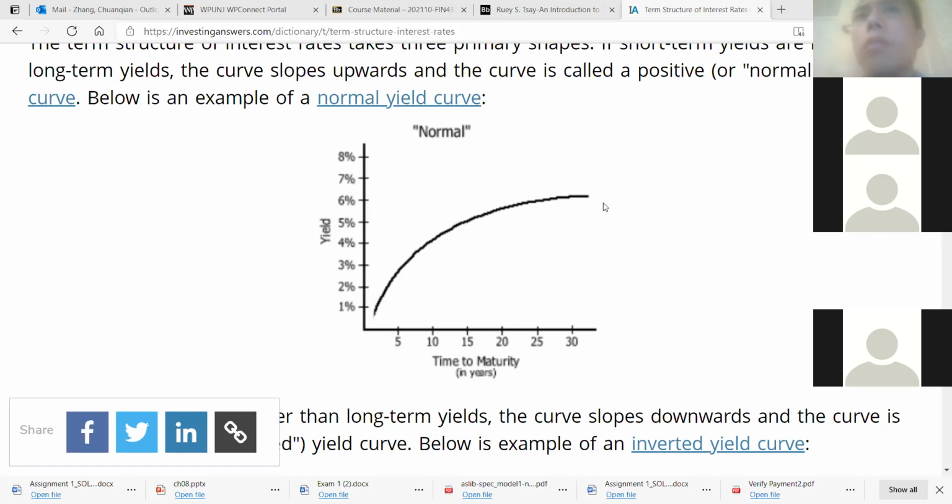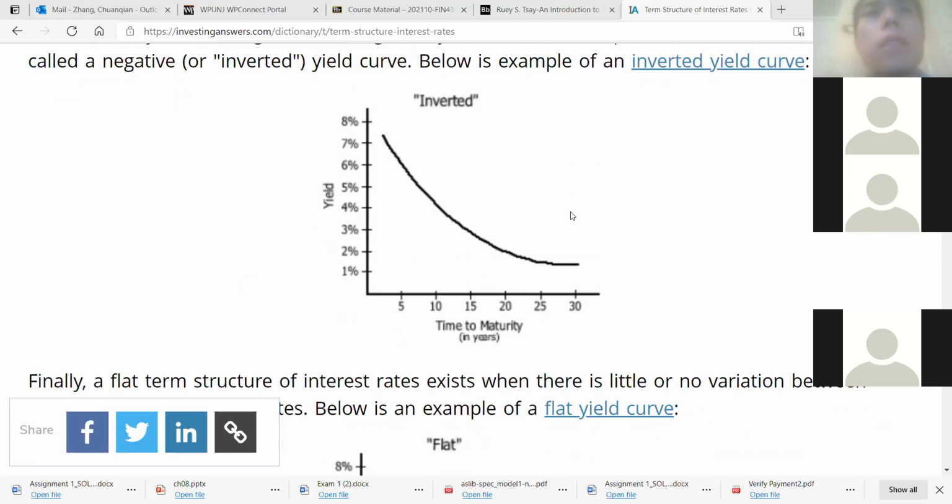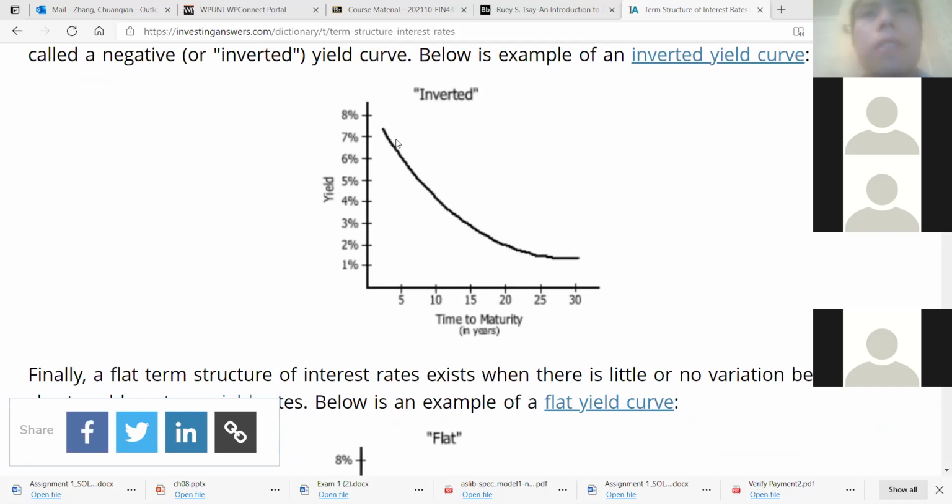right? It's understandable. This is normal, right? Because of higher riskiness, or maybe the government may default. And sometimes it is inverted. The longer the time to maturity, the lower the yield. What kind of situation can we have? Why the longer the maturity, the lower the returns?